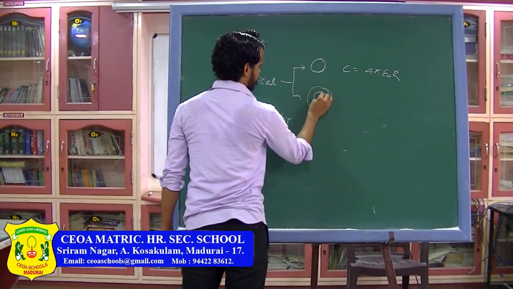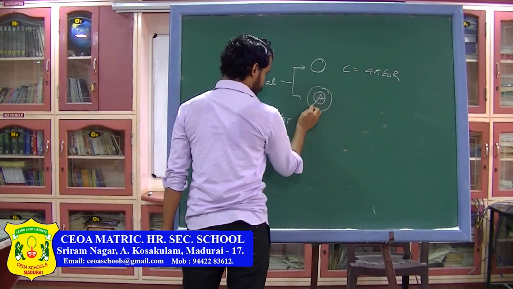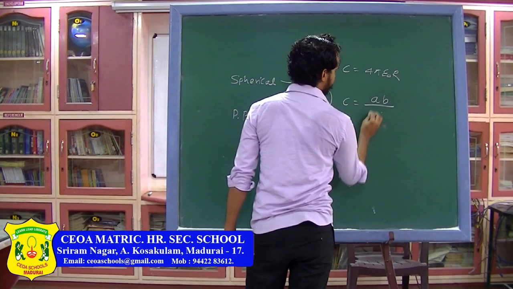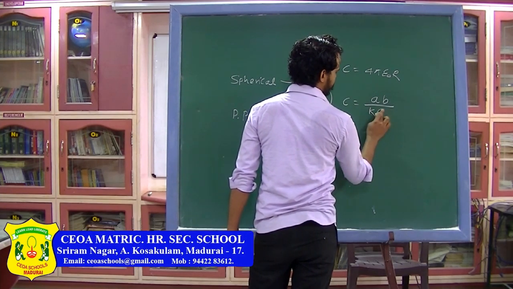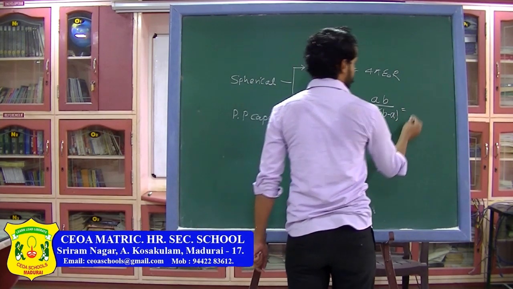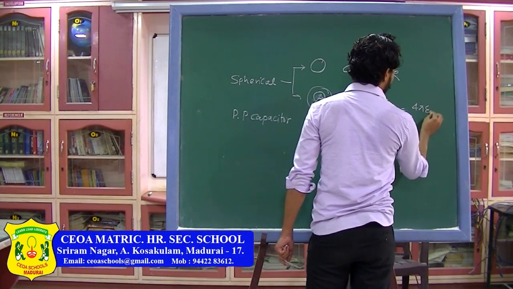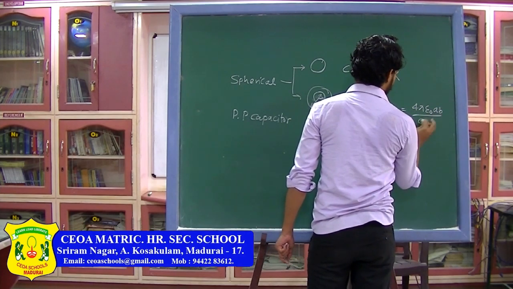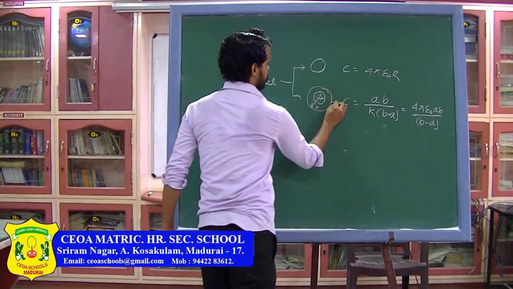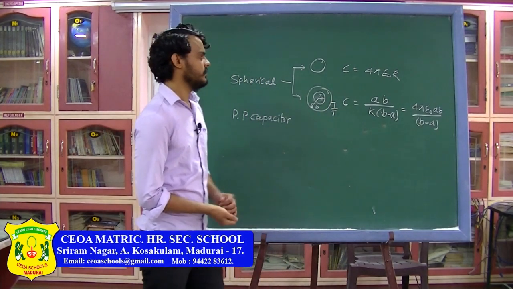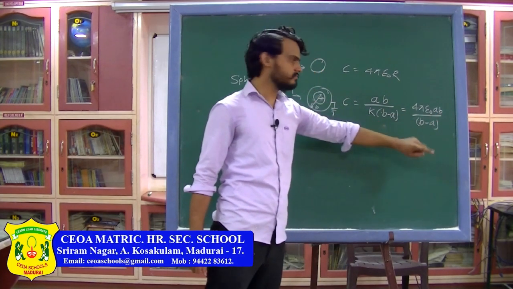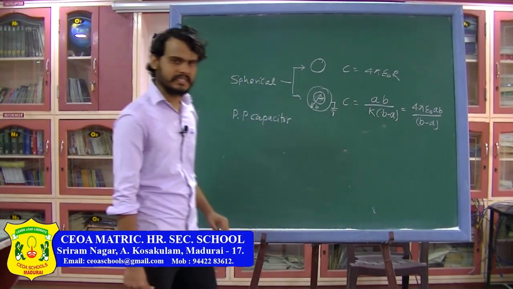For an enclosed conductor, the inner radius was A, the outer radius was B, and the capacitance was A times B divided by K into B minus A. K again can be written as 1 upon 4 pi epsilon naught, so you can write this as 4 pi epsilon naught AB divided by B minus A. Remember, here we have earthed the outer shell. Here the capacitance has become B divided by B minus A times, which is greater than 1. So here the capacitance has increased.